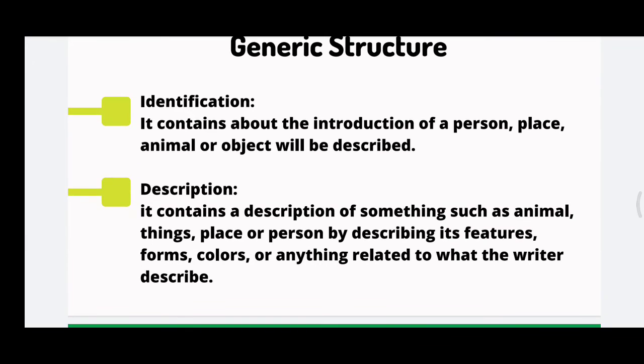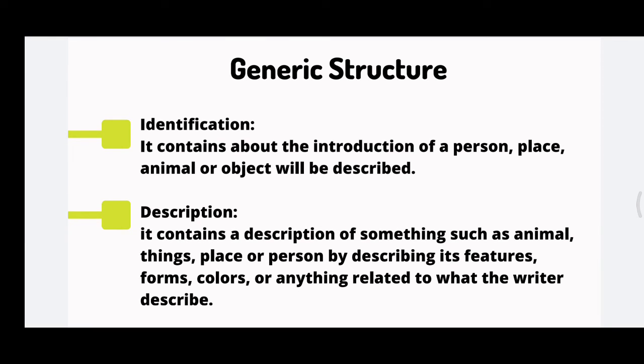So from the first, we have identification. It contains the introduction of a person, place, animal, or object that will be described. So you're not directly mentioning the physical features, the hobbies, and everything. You need to introduce first. You need to position this particular object that you want to describe.